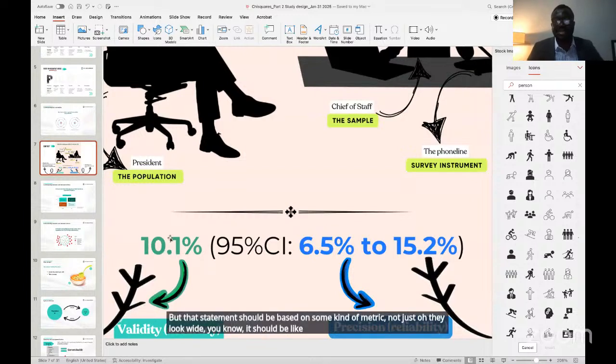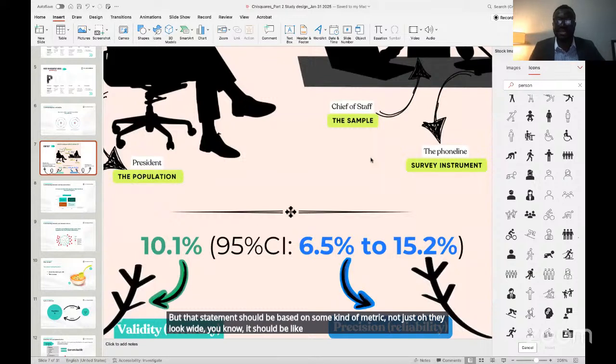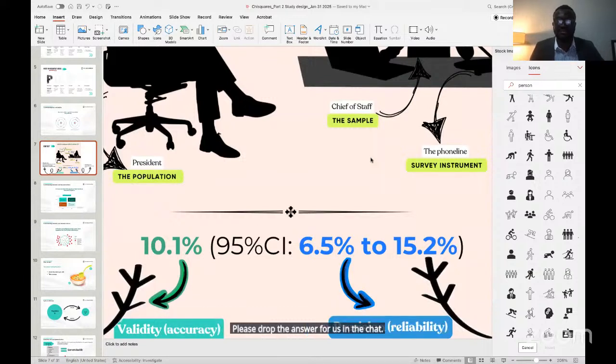We need someone to drop the answer for us. Times 100, obviously. What is the answer? Please drop the answer for us in the chat. It's 87%. So thank you very much.